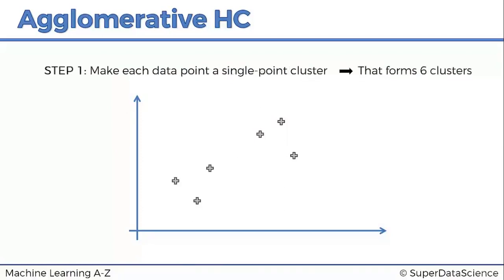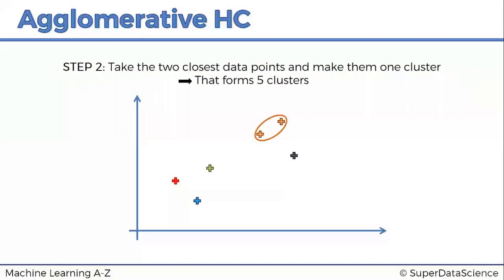So step 1: make each data point a single point cluster. That forms 6 clusters. Let's have a look at that. You can see every single point is a separate cluster. Next, take the 2 closest data points and make them one cluster. We can see that these 2 points are the closest, so we're putting them together in one cluster.